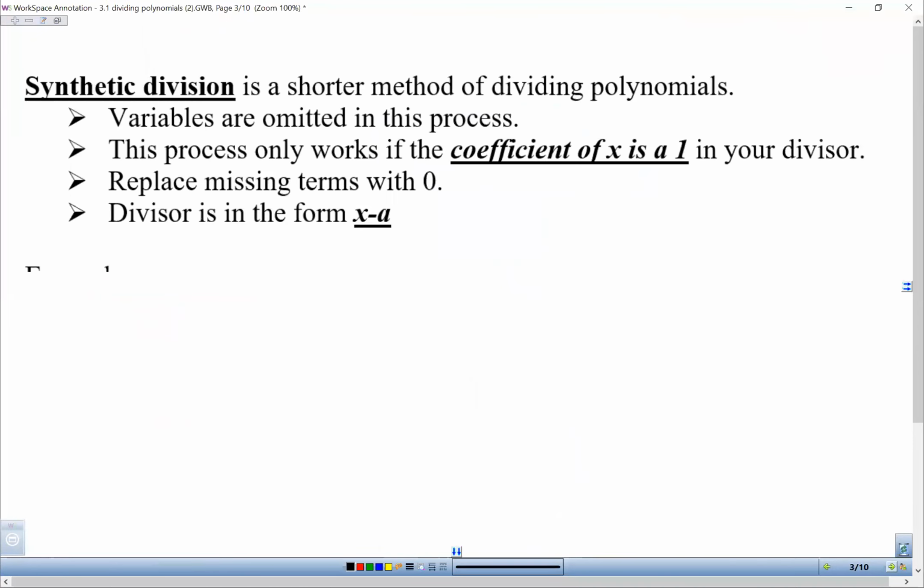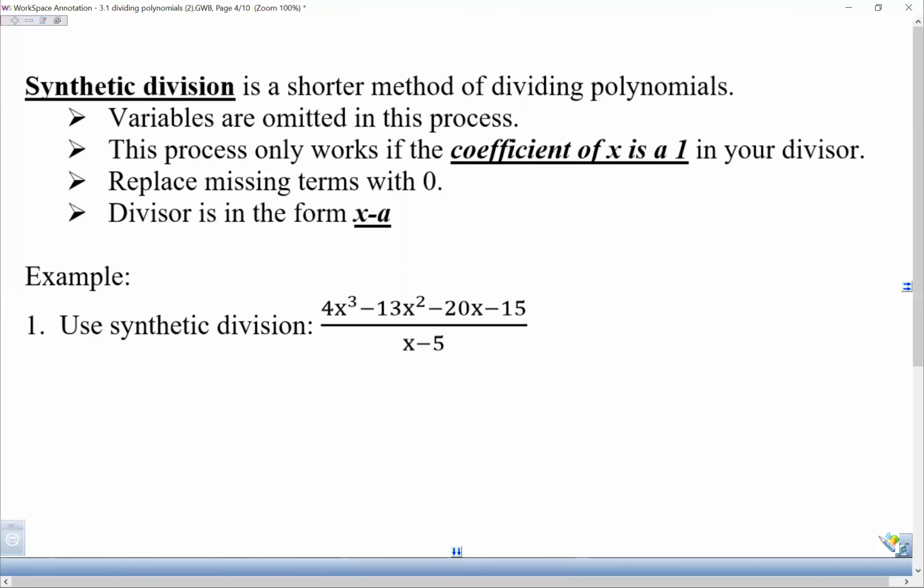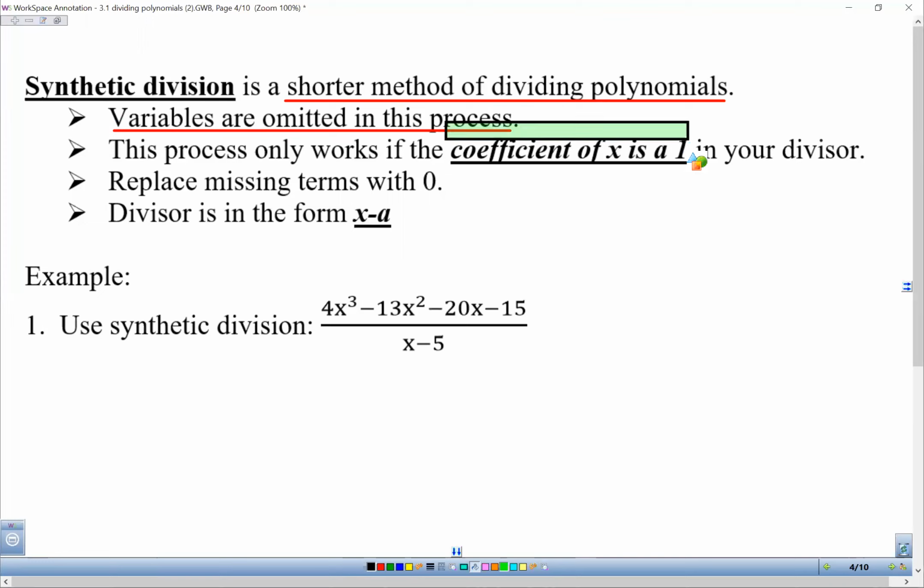All right, so synthetic division. This is the shortcut, a shorter method of dividing polynomials. So the nice thing about this is the variables are omitted or left out. We're only going to deal with coefficients, okay? And as I already mentioned, the coefficient of x has to be 1. If it's not 1, or if it's some other number, you have to use long division. And the divisor is in the form of x minus a. So here we're dividing by x minus 5.